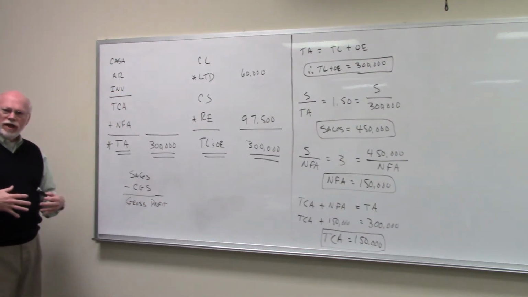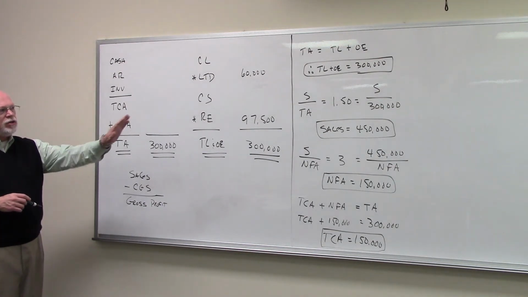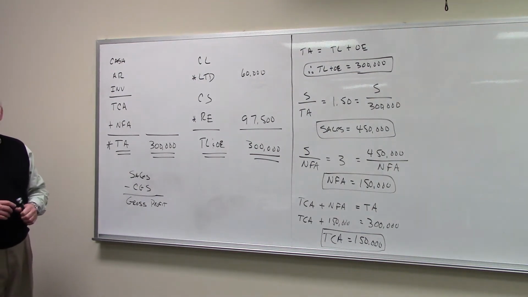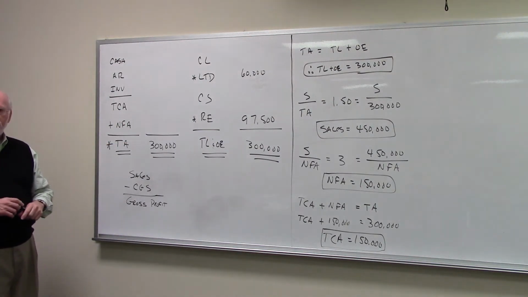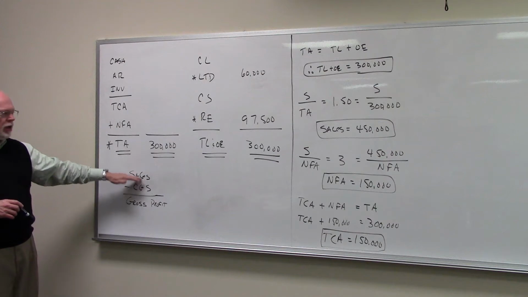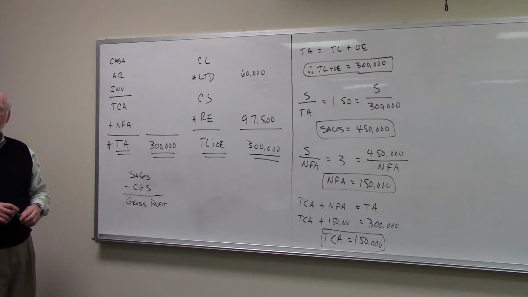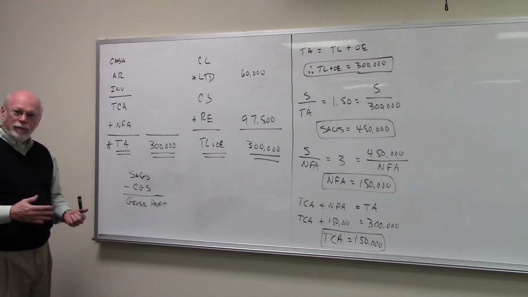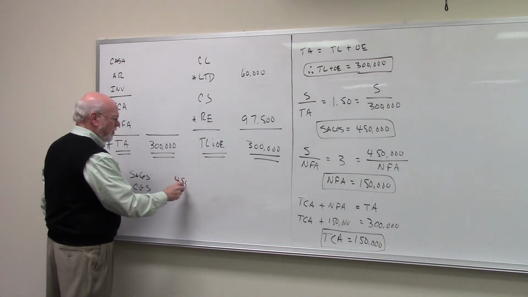The next ratio that I wanted to know about, I used the total asset turnover ratio, which is sales divided by total assets. And they tell us the industry average for this is 1.5. Now, I don't know sales, but I do know total assets. And so 1.5 is going to equal sales over $300,000. Solve for sales by taking $300,000, multiplying it by 1.5, you find that sales has to be $450,000.